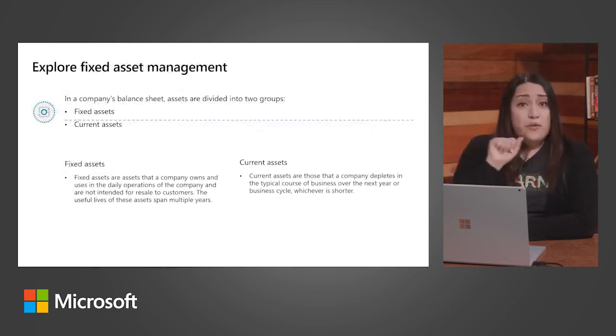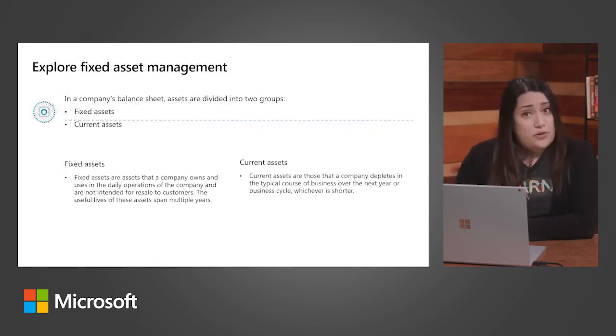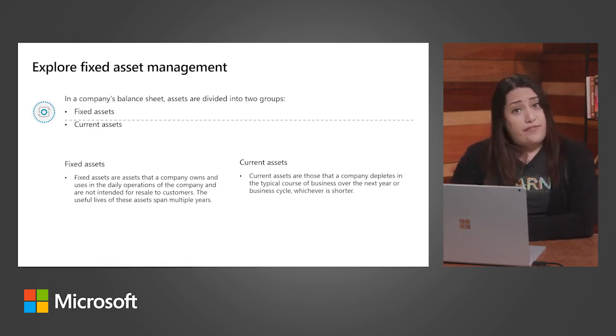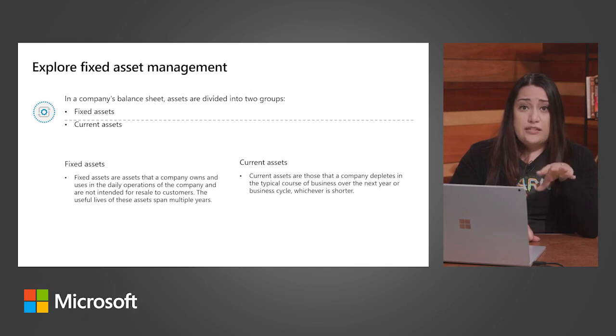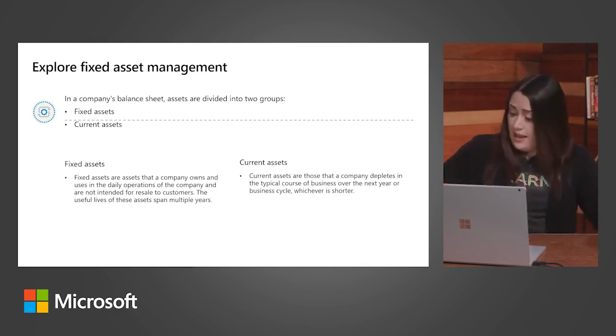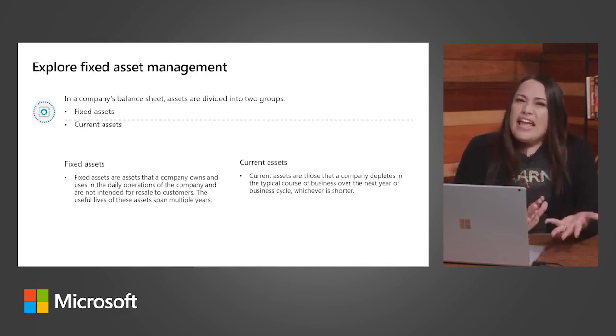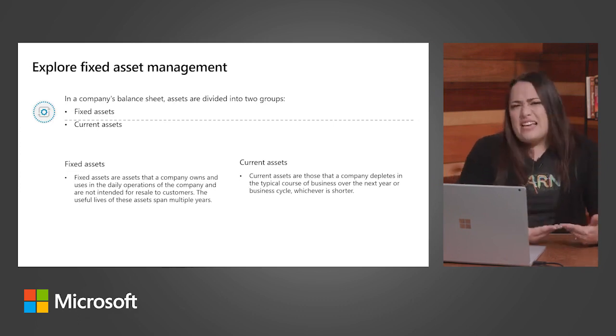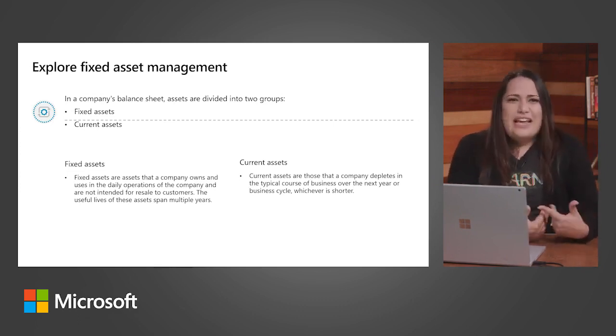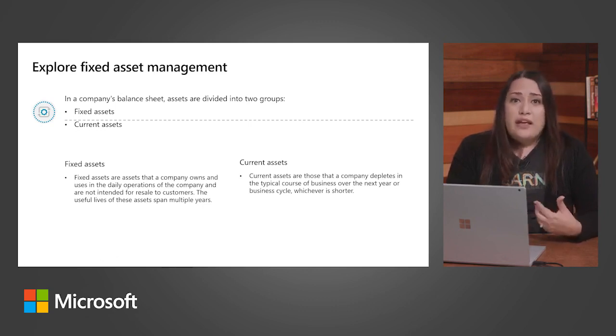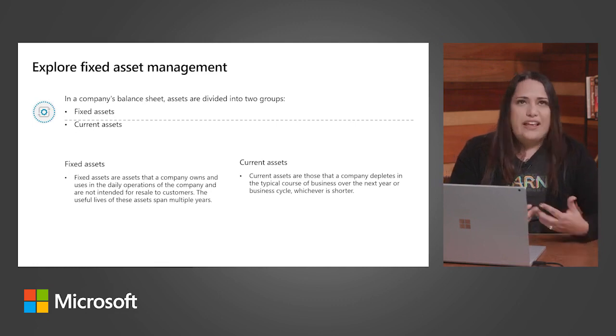Okay, I do want to move on to the asset management tools inside of Dynamics 365 Finance. But before I can do that, I need to make sure you understand the difference between a fixed asset and a current asset. In accounting, we hear the term asset, which is basically an item or a resource that's owned by an organization, and it's supposed to provide some type of monetary benefit in the future, like cash flow.